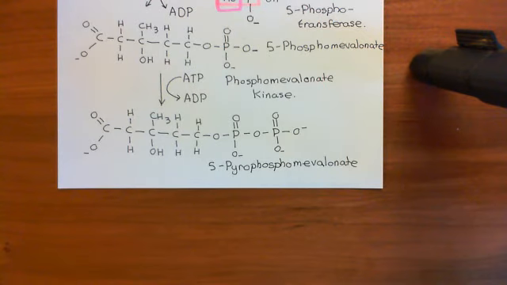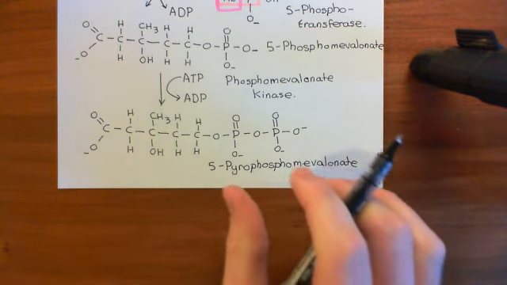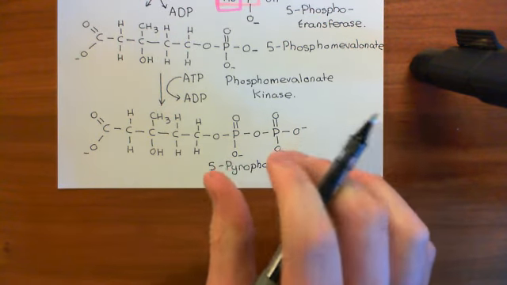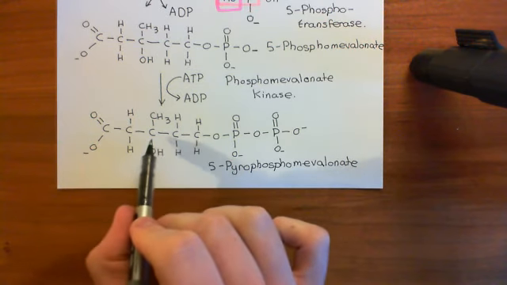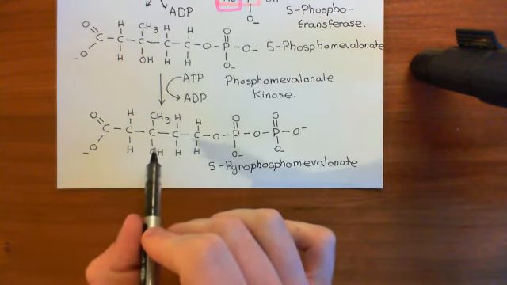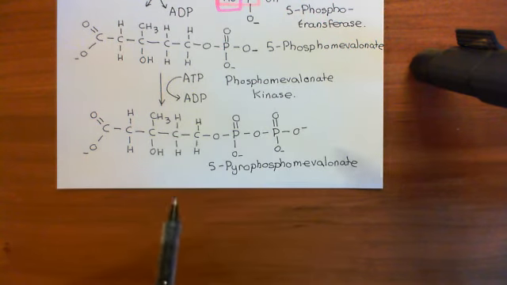Okay, right. Now we're going to add a third phosphate group onto this 5-pyrophosphomevalonate. This time we're going to add it onto this alcohol group that comes off the third carbon here. Now this will form an intermediate that is then going to be catalyzed by the same enzyme into a further structure.